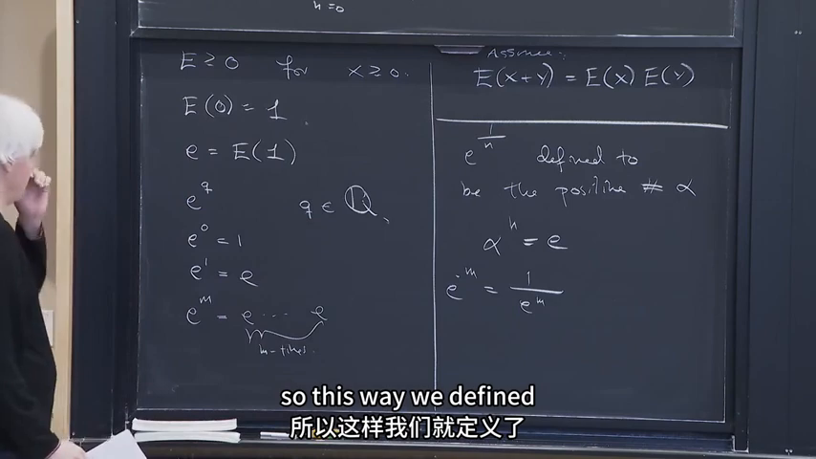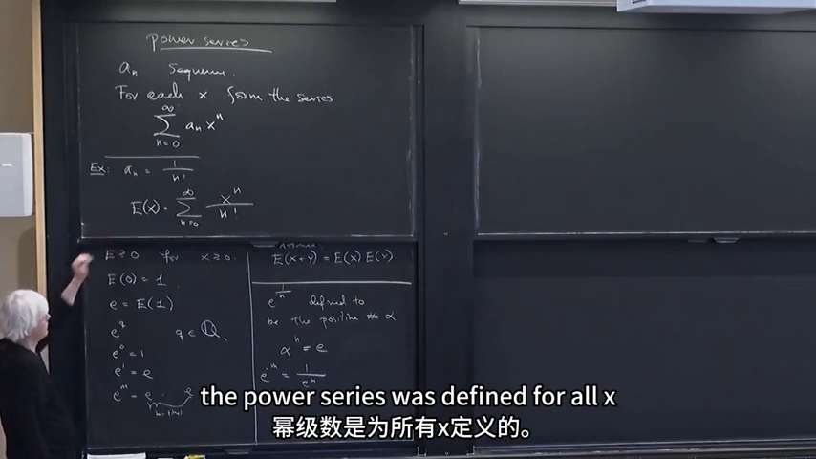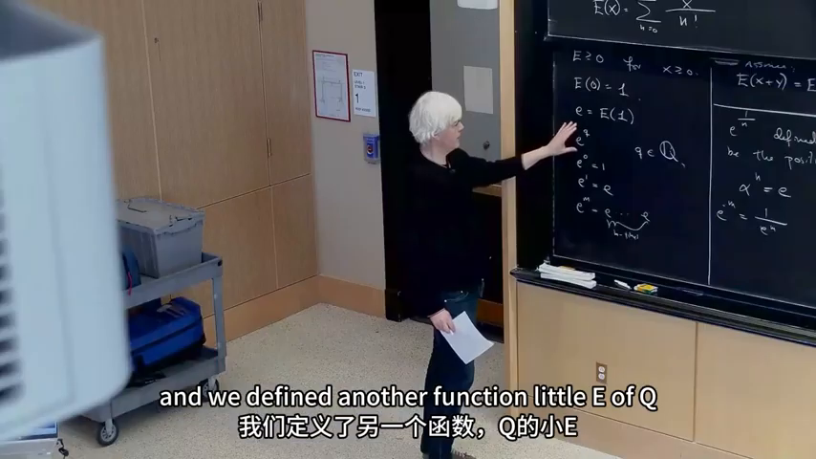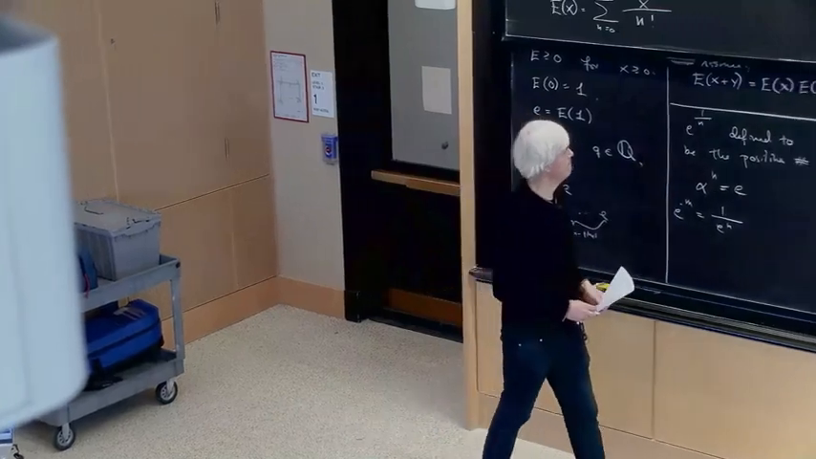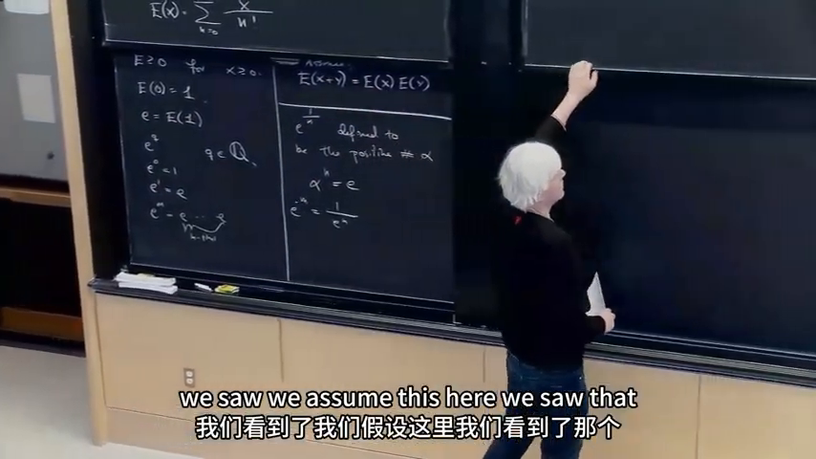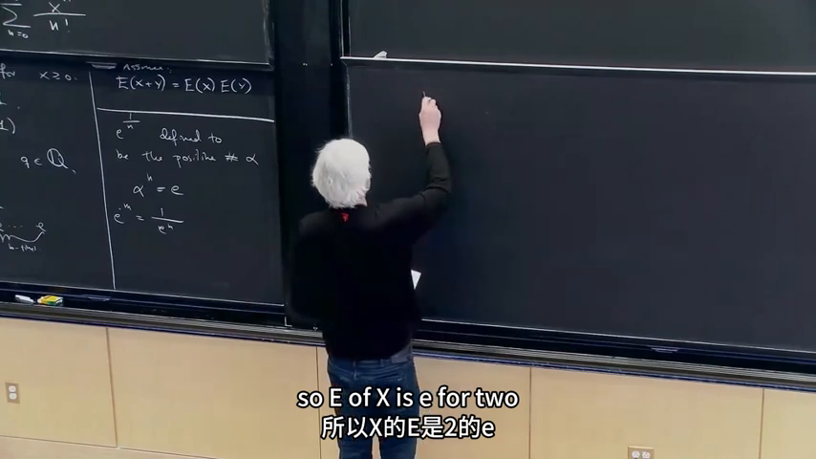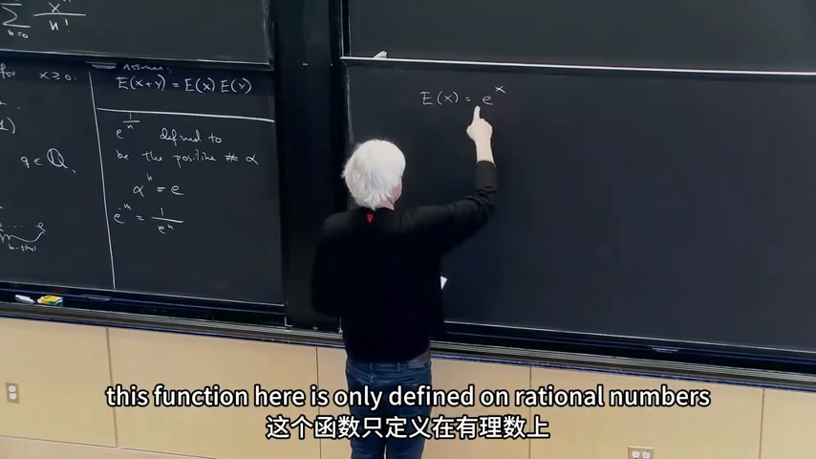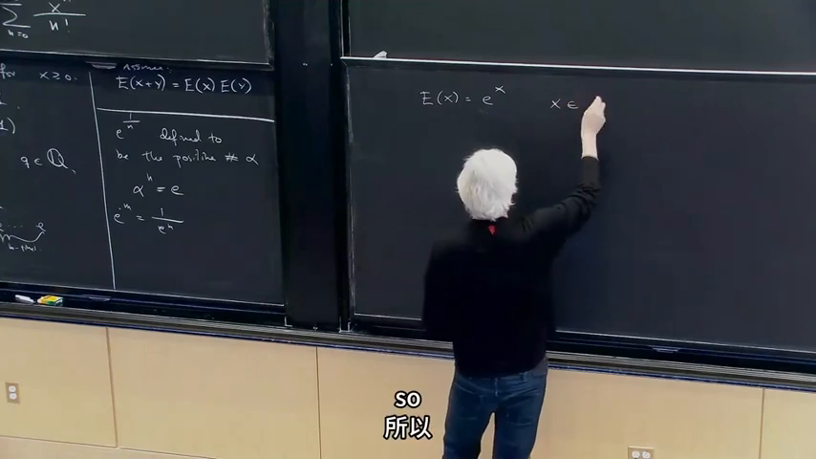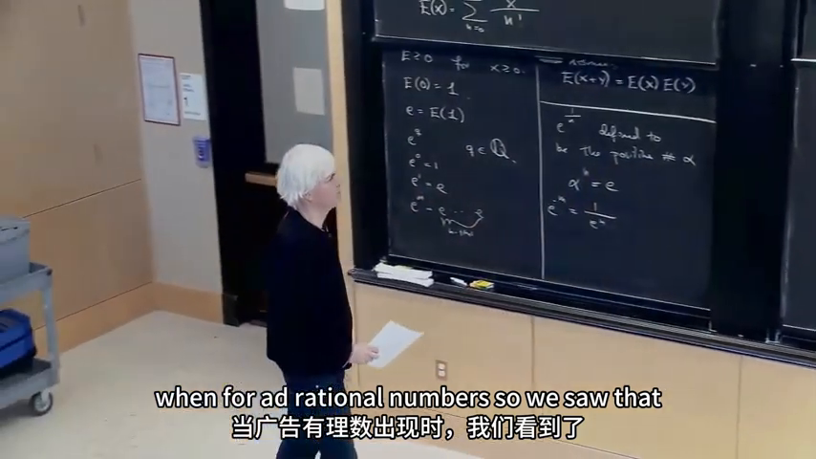So this way we defined this function here, the power series, which was defined for all x, and we defined another function, little e of q, on all rational numbers q. And then we saw that these two functions agree. This function here is only defined on rational numbers, so they're equal at rational numbers. So we saw that.